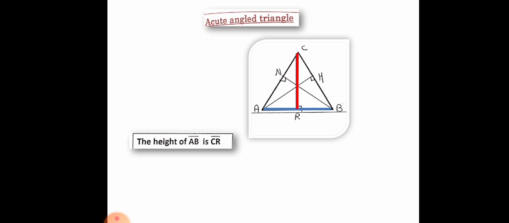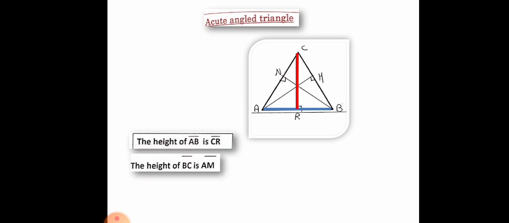In the first case, here we have an acute angled triangle. As you know, the acute angled triangle is a triangle with three angles, the measure of each of them less than 90 degrees. Now, if you look at the base AB, which is one of the sides of this triangle, we say that its altitude or its height would be CR because it's drawn perpendicular from the opposite vertex, which is C.